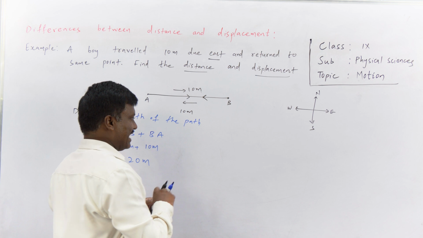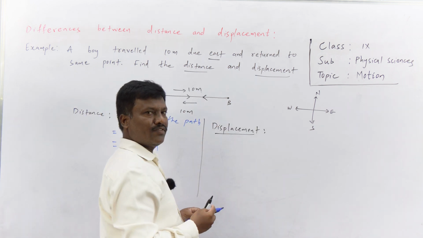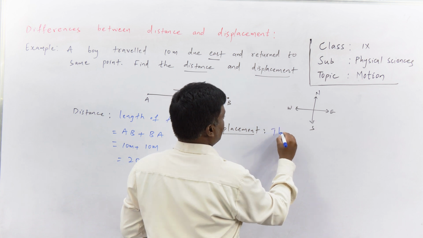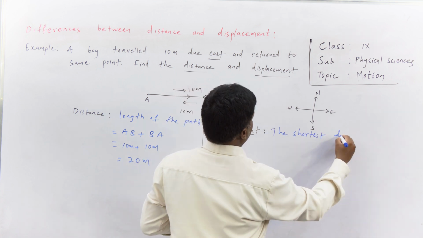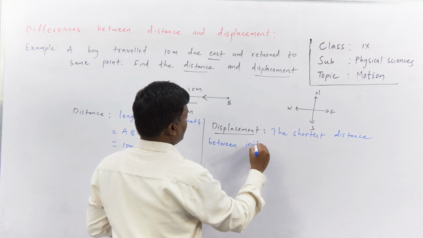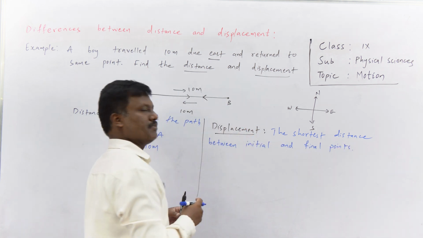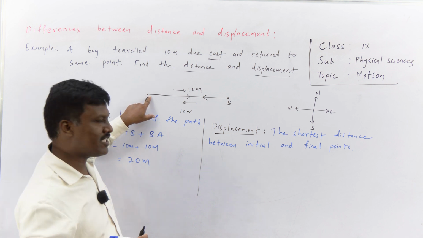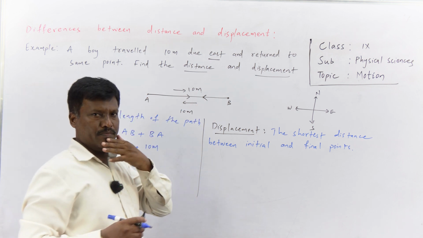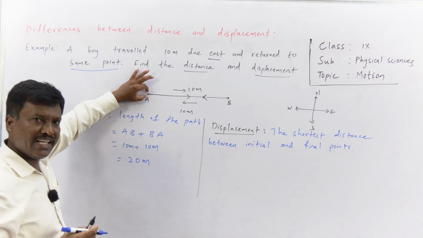Now we are going to calculate displacement. Before calculating, let us recall the definition of displacement. What is displacement? The shortest distance between the initial and final points is called displacement. What is the initial point? A. What is the final point? You think B? No. He returned to the same point where he started his journey, A.